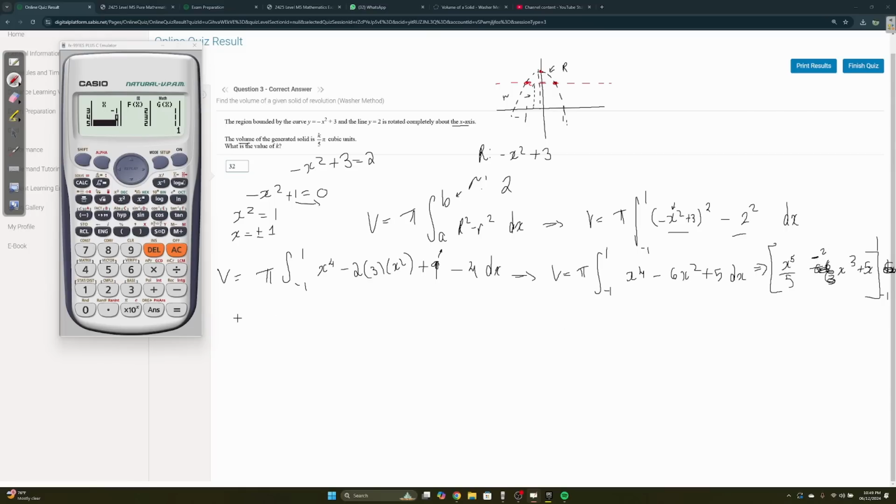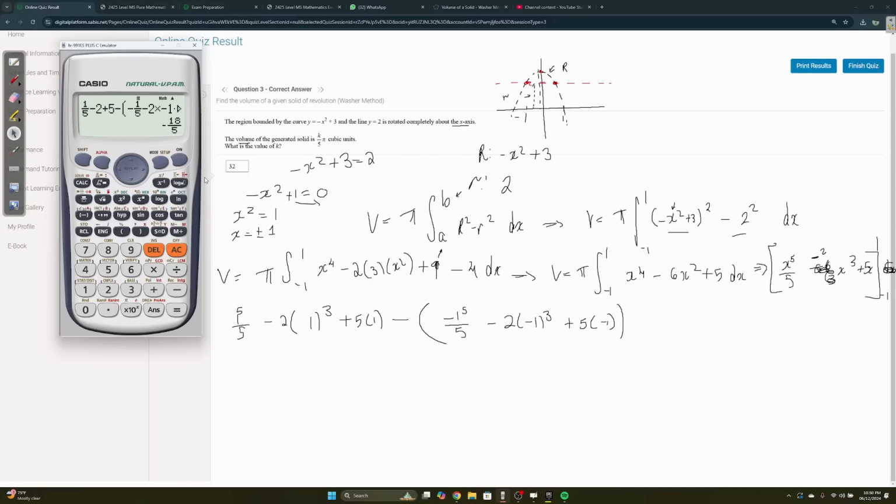Let's start. X to the power 5 over 5. So 1 to the power of 5 over 5 minus 2 times 1 to the power of 3 plus 5 times 1. Minus, open bracket, substitute minus 1. Minus 1 to the power of 5 over 5 minus 2 times minus 1 to the power of 3 plus 5 times minus 1, close bracket. Yalla. 1 over 5, because 1 to the power of anything is 1, right? So we can easily do this, open bracket, minus 1 over 5, minus 2 times minus 1, plus 5.